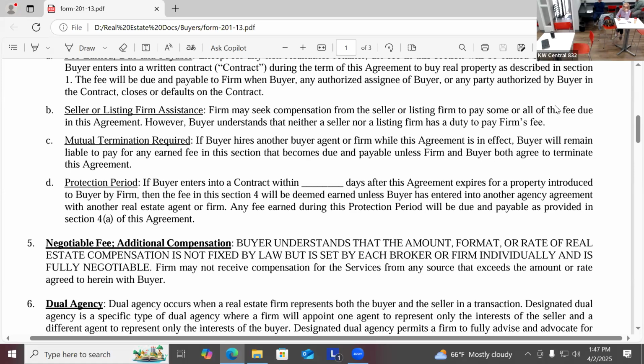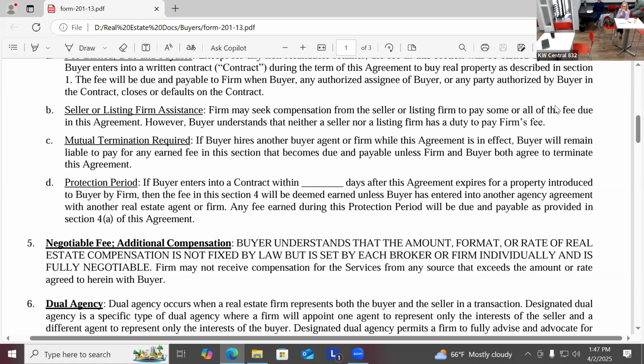Mutual termination is required. They can't just go and hire somebody. So that just states that the buyer will remain liable to pay for any earned fee in this section that becomes due and payable unless firm and buyer both agree to terminate this agreement. Protection period, this is the same.